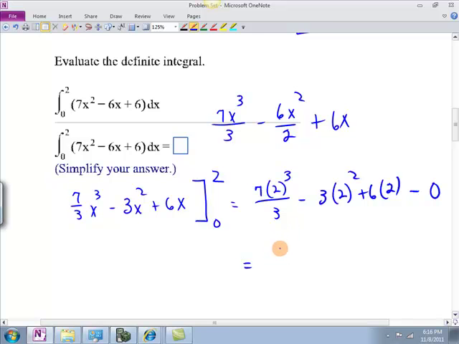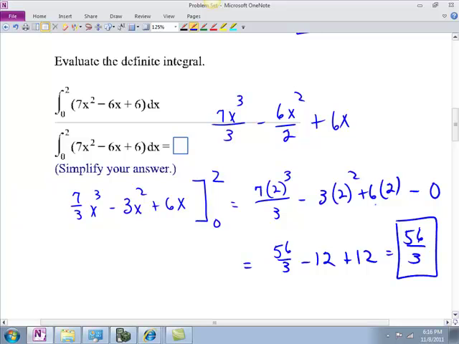I got 56 over 3. Because what I had was 56 over 3 minus 12 plus 12. So it was 56 over 3. Oh, okay. Good. Oh, that'll do it. All right. Are we good?